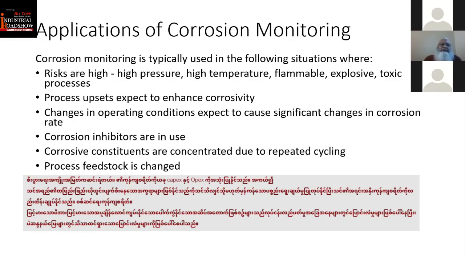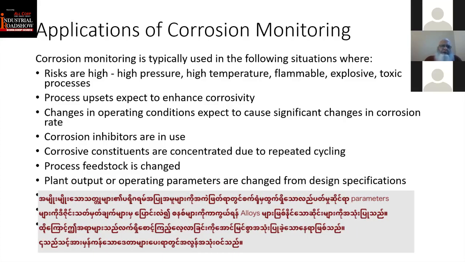Application of corrosion monitoring. Corrosion monitoring is typically used in the following situations where risks are high: high pressure, high temperature, flammable, explosive, toxic processes. Process upsets expected to enhance corrosivity. Changes in operating conditions expected to cause significant changes in corrosion rate. Corrosion inhibitors are in use. Corrosive constituents are concentrated due to repeated cycling. Process feedstock is changed. Plant output operating parameters are changed from design specifications.